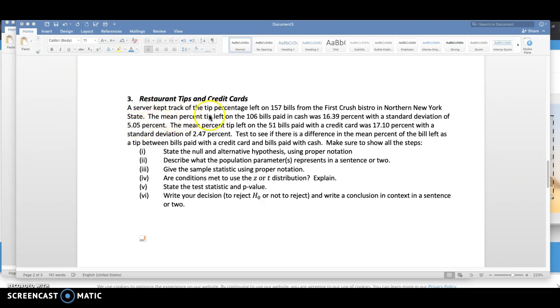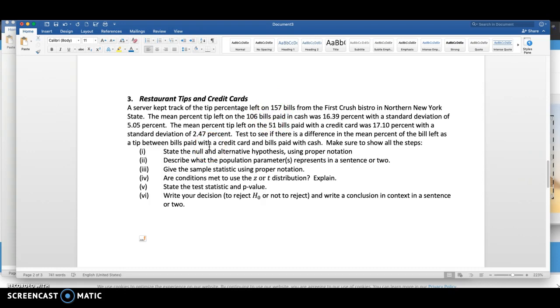The mean percentage of the tips left on 106 bills that were paid in cash was 16.39%, standard deviation of 5.05%. And the mean percent of 51 bills paid with credit card was 17.10%, standard deviation of 2.47. So a slightly higher percentage was paid on credit card than cash, but maybe that's just due to randomness. It's less than a 1% difference between those two. So let's see if there actually is a difference in general. There's a small difference in this one sample, two different types.